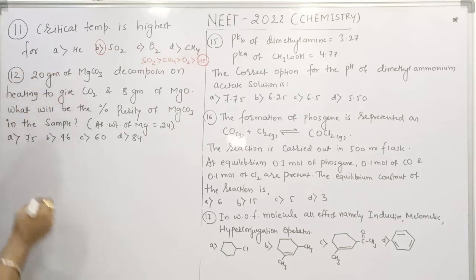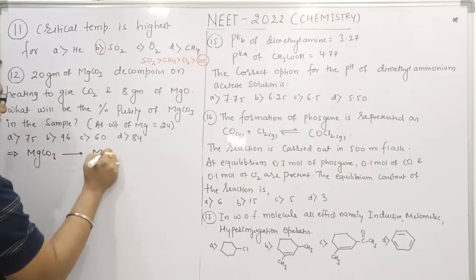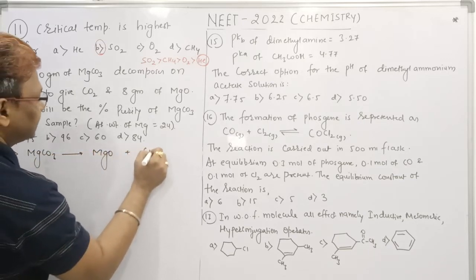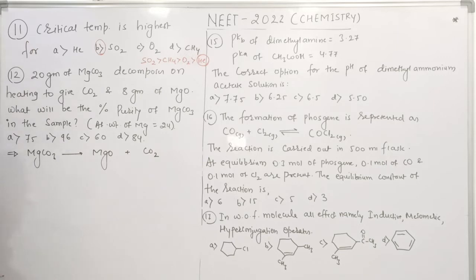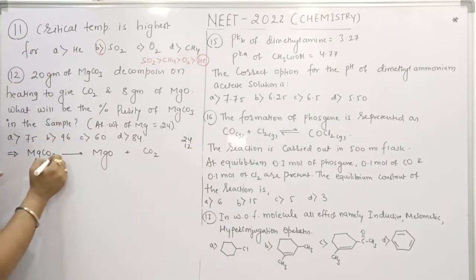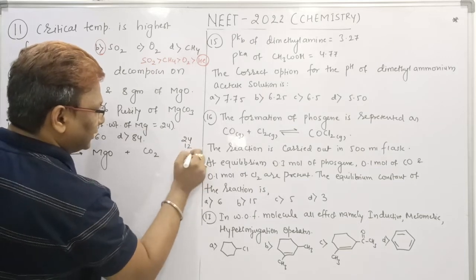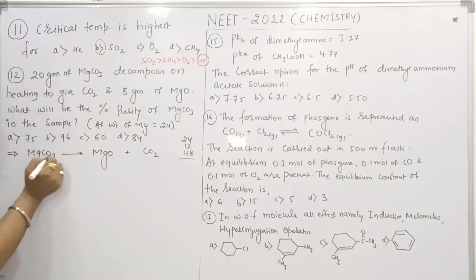Magnesium carbonate decomposes on heating, so I will write it here: magnesium carbonate decomposes, giving rise to magnesium oxide plus carbon dioxide, right? 20 gram of magnesium carbonate gives 8 gram of magnesium oxide. The molecular weight of MgCO3 you can find out: magnesium atomic weight 24, carbon 12, oxygen 16 into 3 becomes 48.